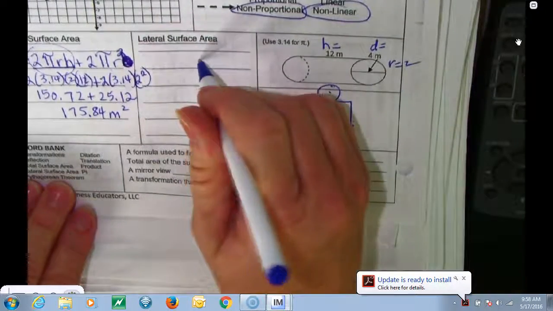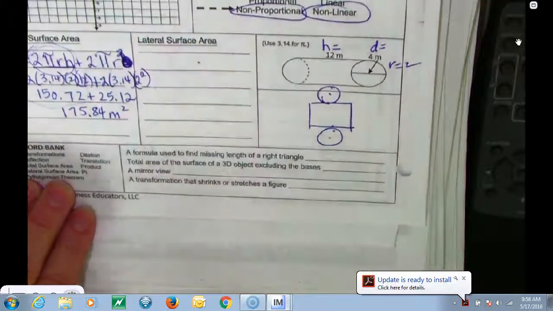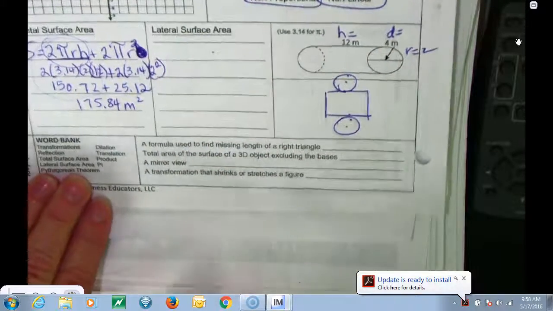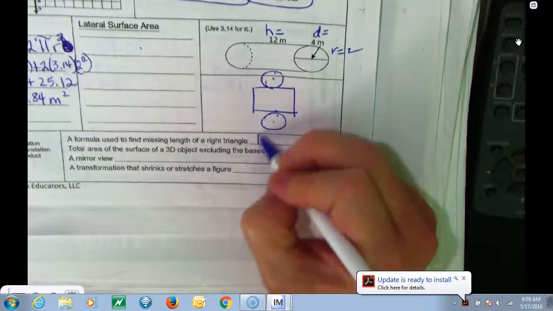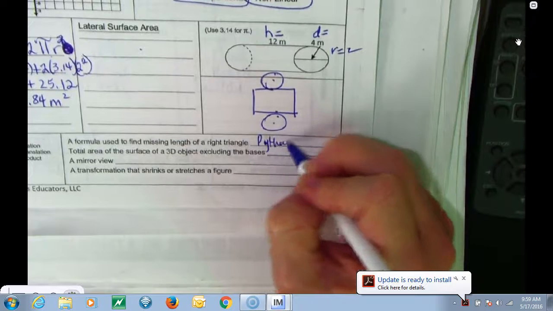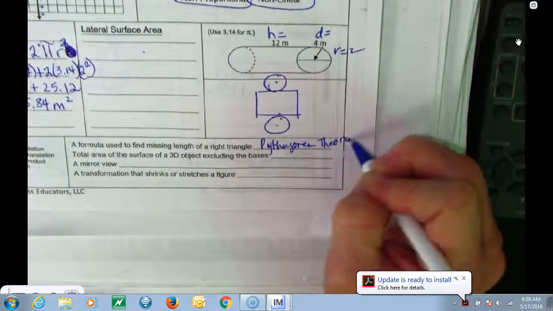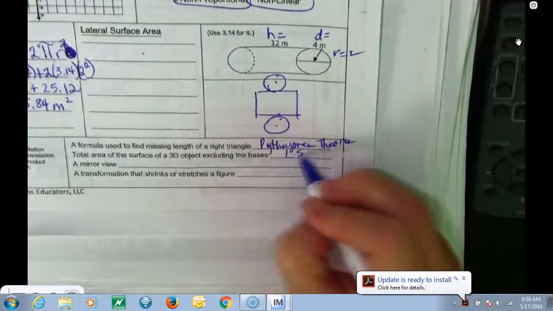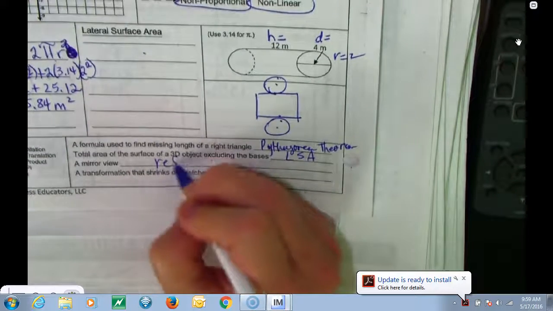And then the lateral is just this part right here. You just copy it over again. The lateral. And I'm not going to do it because we need to go on. Missing length of a right triangle. Lateral surface area, because it excludes the bases. Mirror view. Reflection.